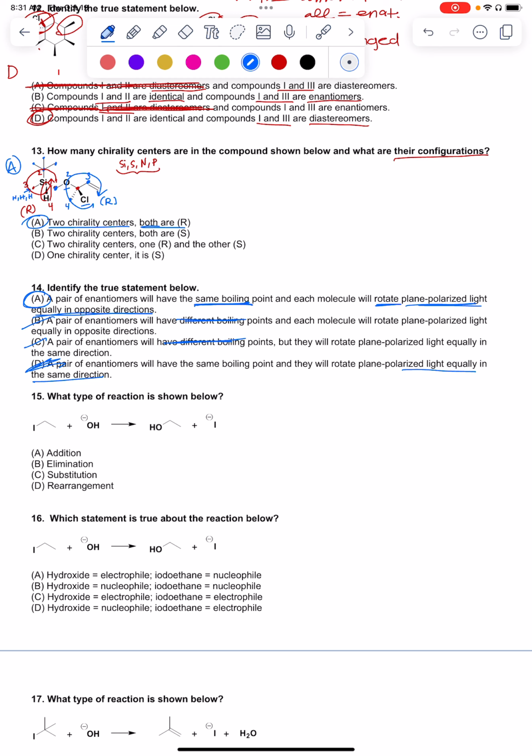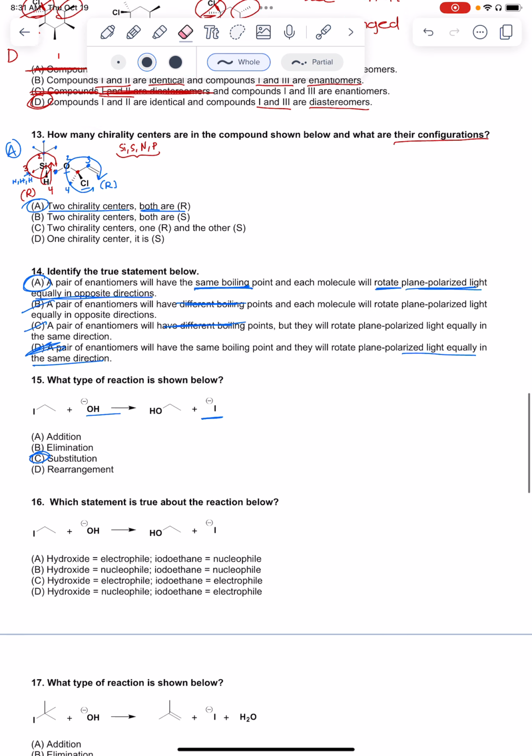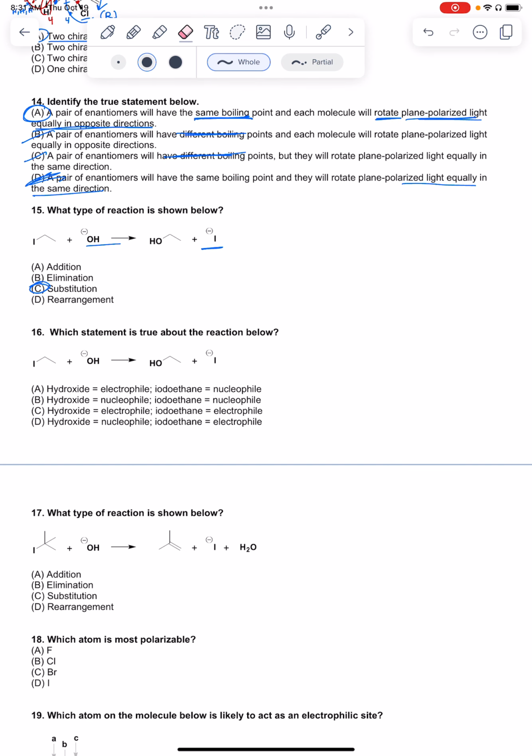What type of reaction is shown below? Well, we've got an iodine attached, we have an alkyl halide, and we have OH. What happens? OH goes and attaches to that alkane. So I would call this a substitution because your OH is now attached here and your iodine has swapped places with it. So that's just a simple substitution.